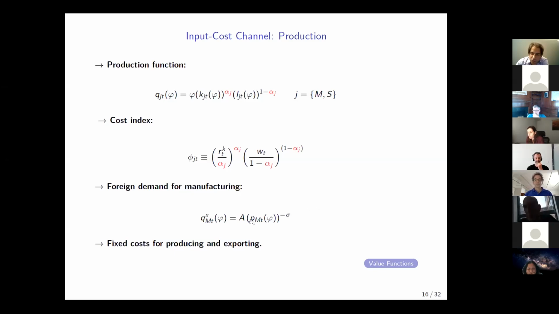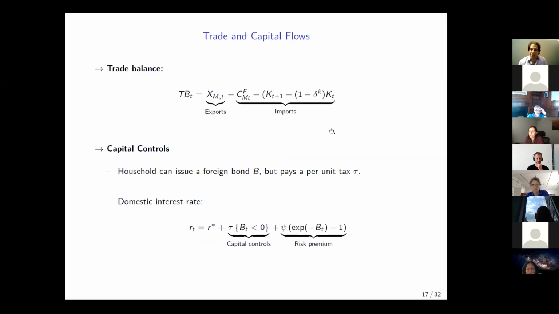There's going to be, as you imagine, fixed costs for producing and for exporting, and all the cutoffs are going to be endogenous. Especially in this audience, you know these value functions, you know exactly what's going on. This is where I'm taking time for the half an hour that George owes me.